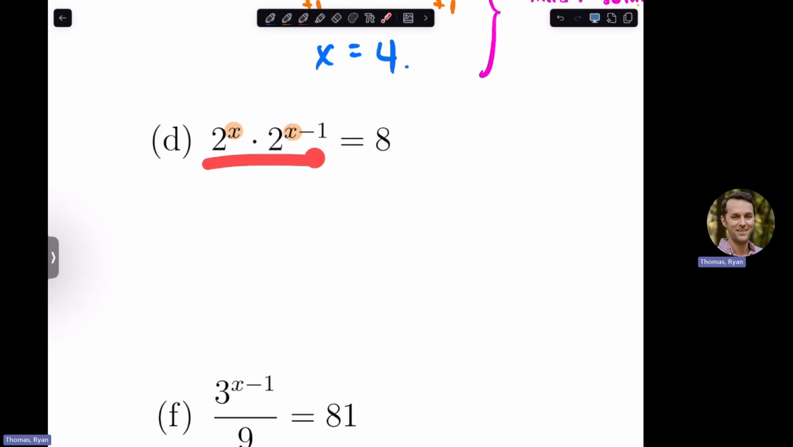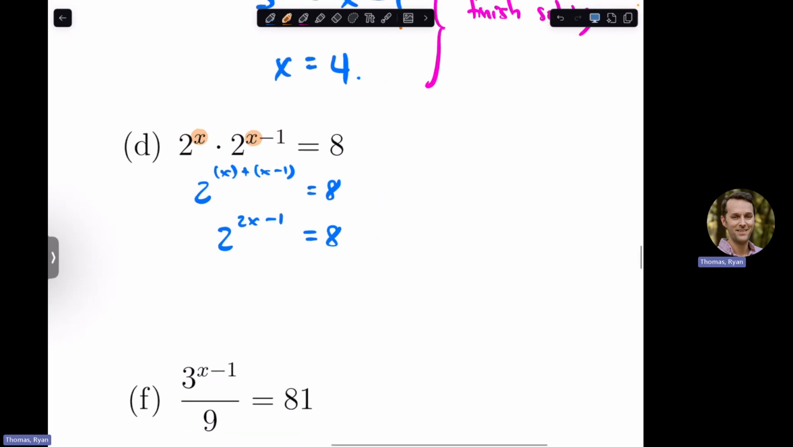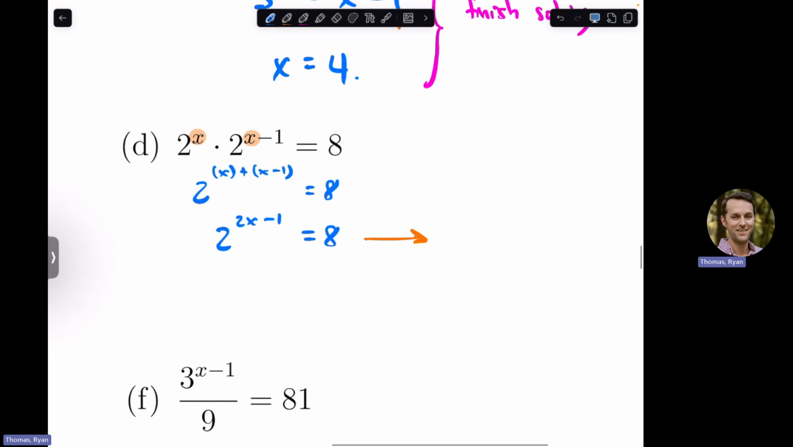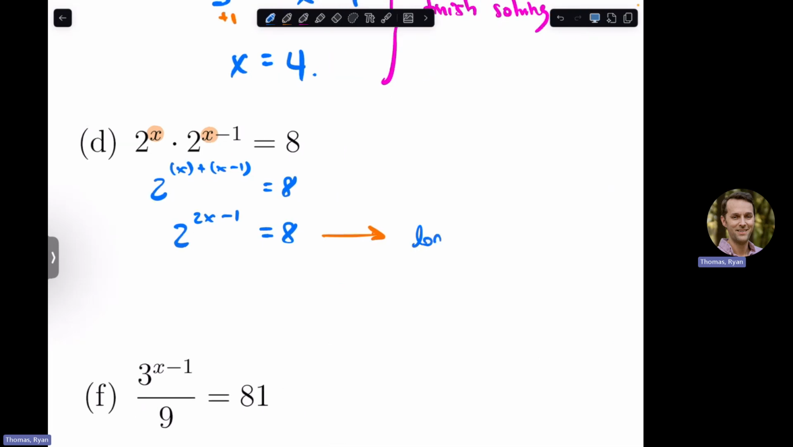So how can we combine these? Product rule. What do you do with the exponents? The bases are the same. So x plus x minus 1, which is 2x minus 1. Then rewrite it. Or again, if you see it there, then that's fine.